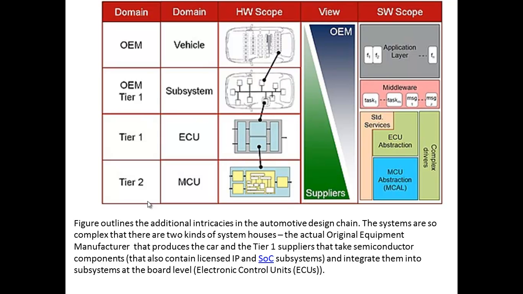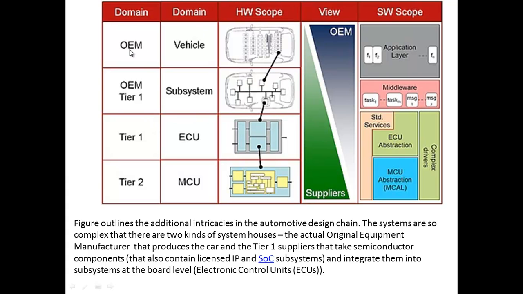This figure outlines the additional intricacies in the automotive design chain. The systems are so complex that there are two kinds of subsystems: the OEM, that is the original equipment manufacturer, that produces the car, which is the first one, and then the tier 1 suppliers, from the semiconductor industries. They have licensed IP system on chip subsystems, and then integrate them into the subsystem at board level, including in all the electronic control units.